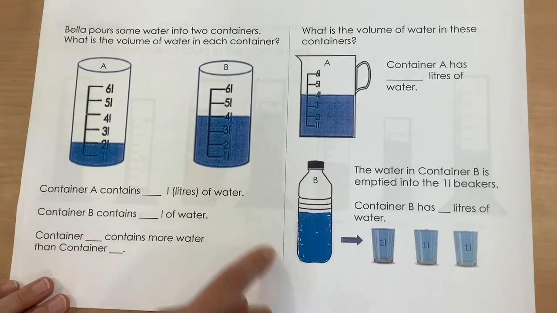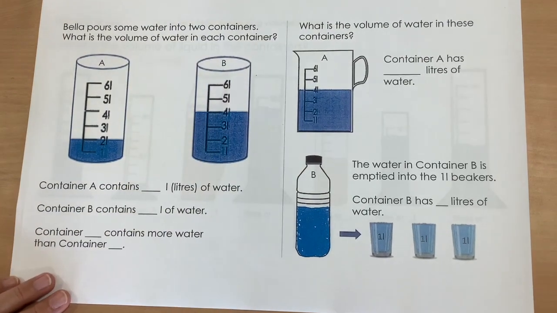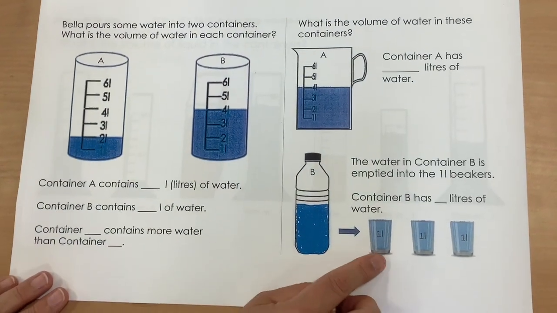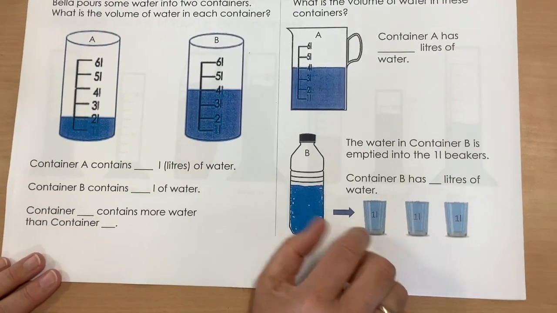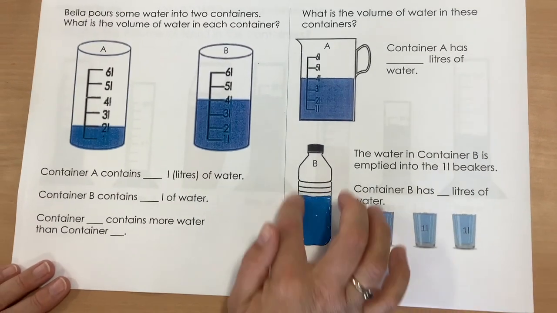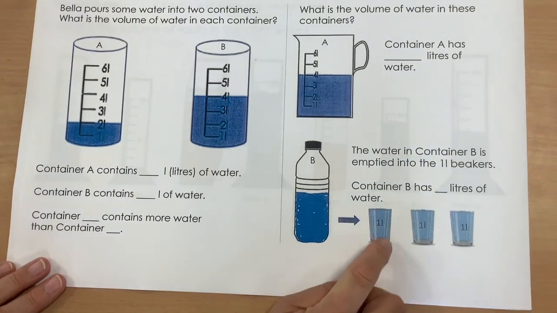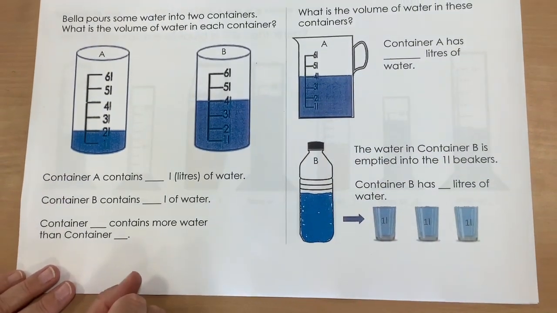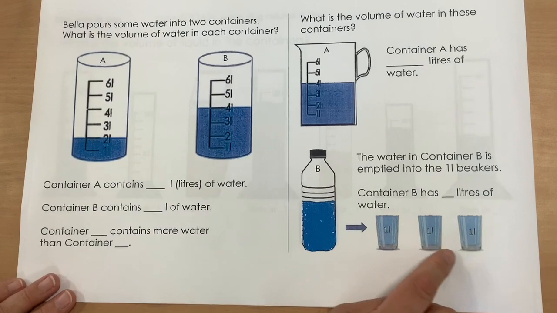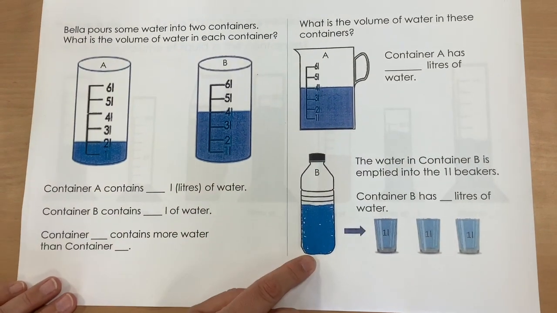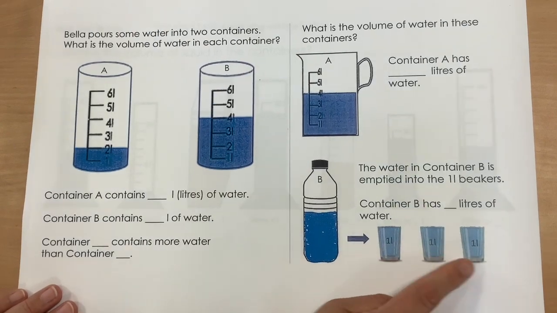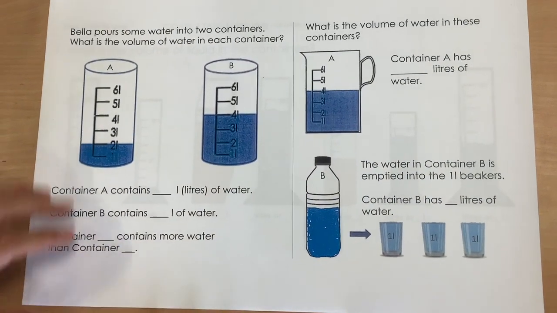Here we have a bottle which doesn't have a measuring scale on it, but we know that each of these beakers can hold 1 litre. So we empty the water out of this bottle into the 1 litre containers, and it's filled 3 of them. So we know that the volume of water that was contained in this bottle is 1, 2, 3 litres.